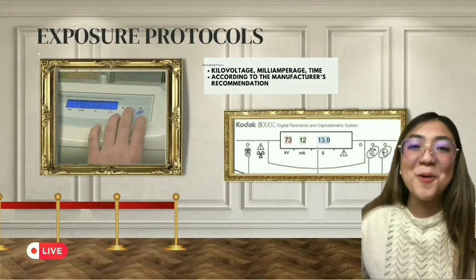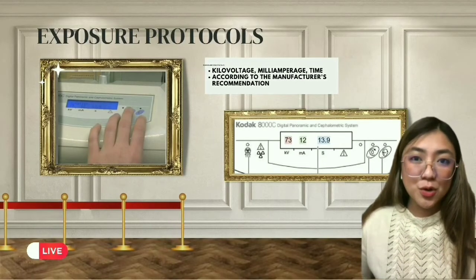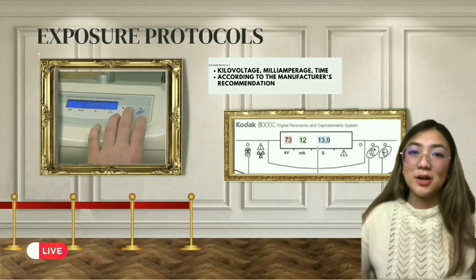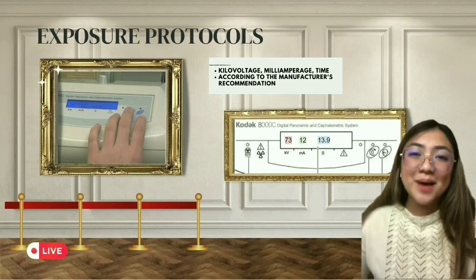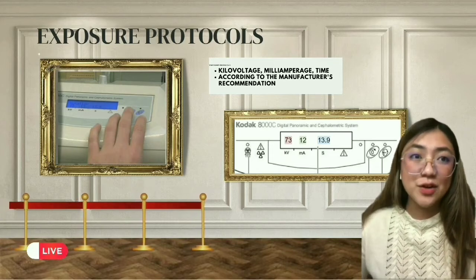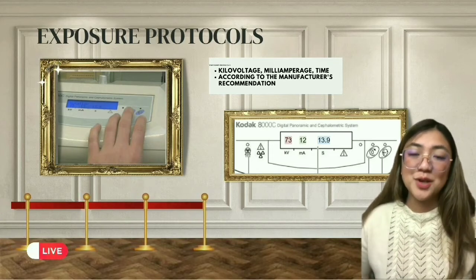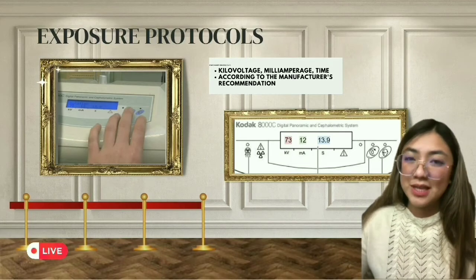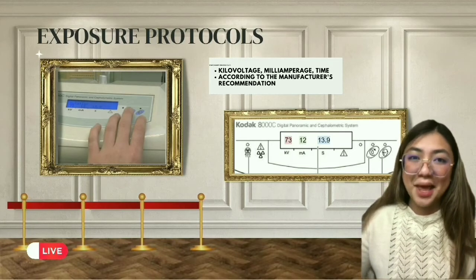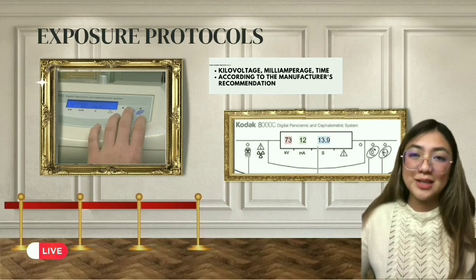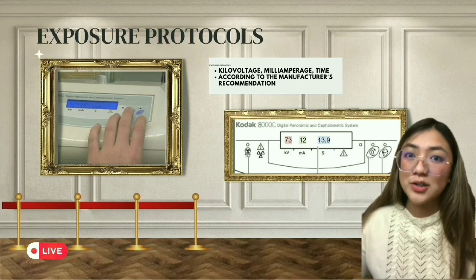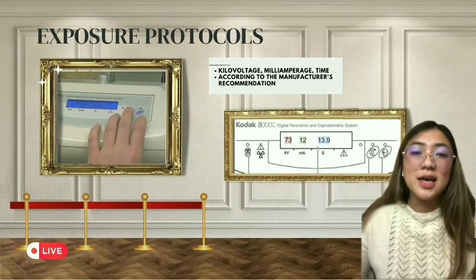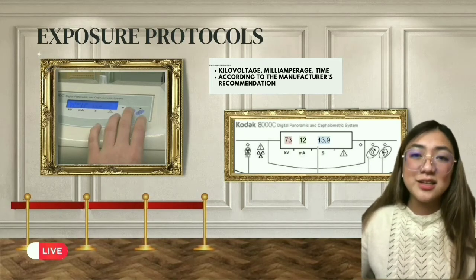Hi, so now we will proceed to the exposure protocols here in the Panoramic Radiography Gallery. Panoramic X-ray machines have the following exposure factor controls. First is the kilovoltage or the kVp, next is the milliamperage or the mA, and time. Each panoramic unit has exposure factors that are determined by the manufacturer, and these are suggested in the instruction manual for the X-ray machine.